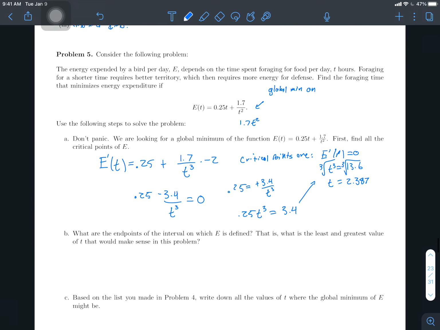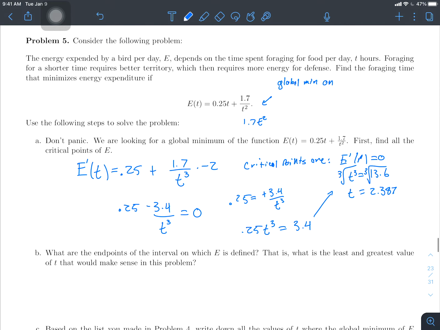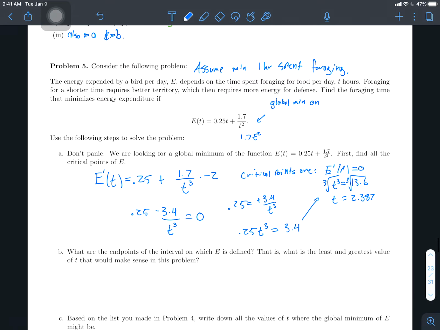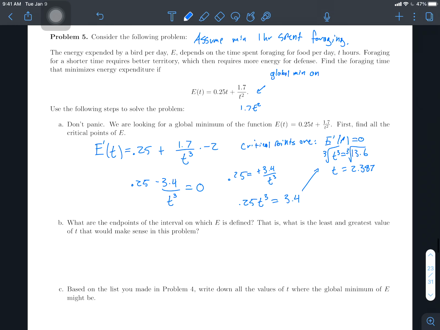So why don't we say, okay, this is a sort of a flawed problem. I'm going to add the qualifier up here. Assume minimum 1 hour spent foraging. I wouldn't give a question like this on an exam because it's too vague. But let's assume that it spends 1 hour minimum foraging, right?